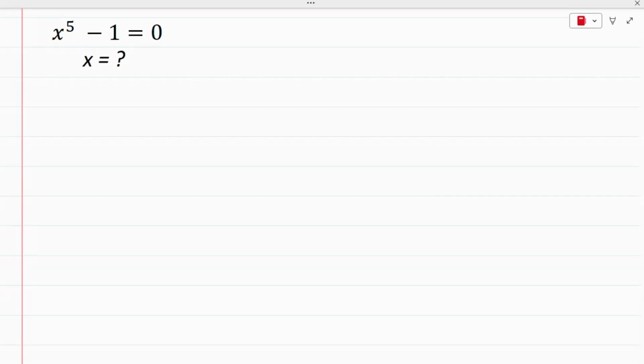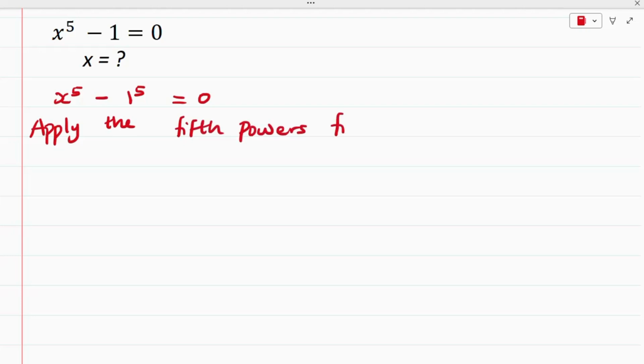Right here we have this Math Olympiad algebra question that says x raised to the power of 5 minus 1 is equal to 0. We are to find the values of x. The equation can be rewritten as x raised to the power of 5 minus 1 raised to the power of 5 is equal to 0. So from here, we want to simply apply the fifth powers formula. So we want to simply apply this formula right here.